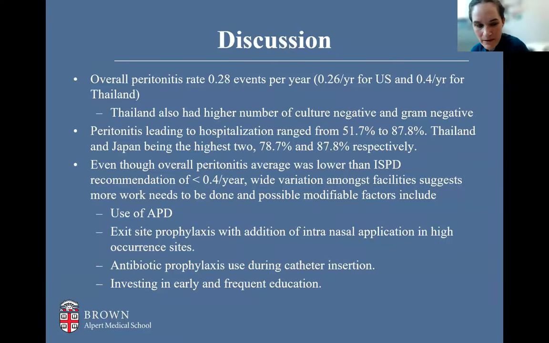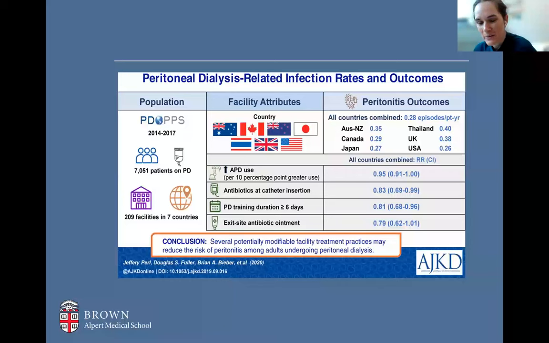I just wanted to comment about the use of APD. So when I was in Australia, we looked at center-related factors for risk of peritonitis, and we looked at use of APD. We divided into three categories. Here in this paper, it's by 10% increase, so they use a linear association. But what we did was divide into three categories. The risk of peritonitis was much higher for centers that had a low use of APD, the first tertile, but there was no statistically significant difference for centers in the second and higher use of APD.